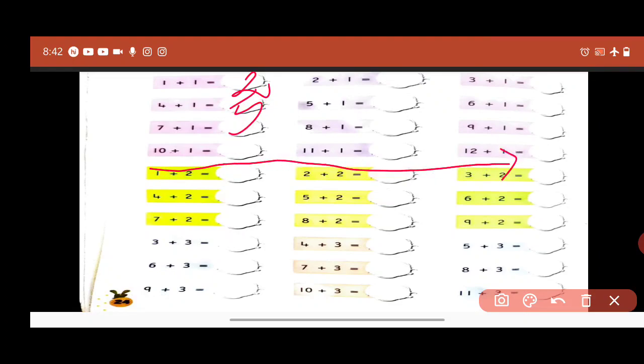Now second type questions are simply addition in horizontal direction. The numbers are just kept beside each other and there is a plus sign. So you have to solve these questions on your own.